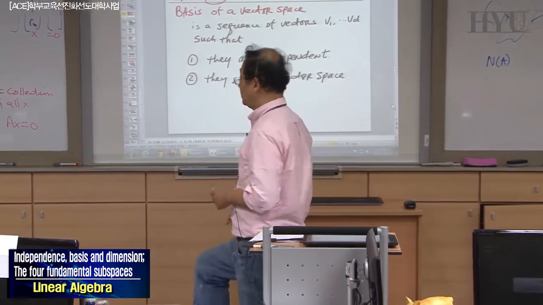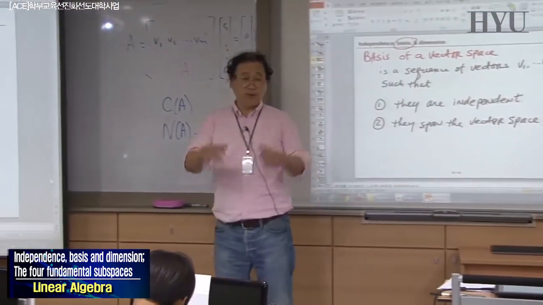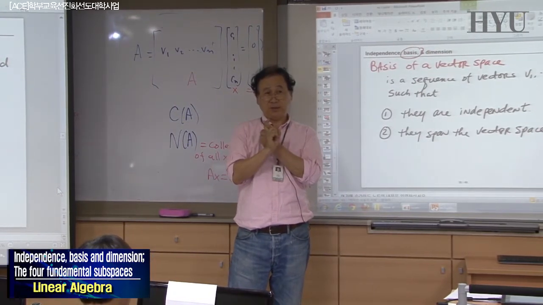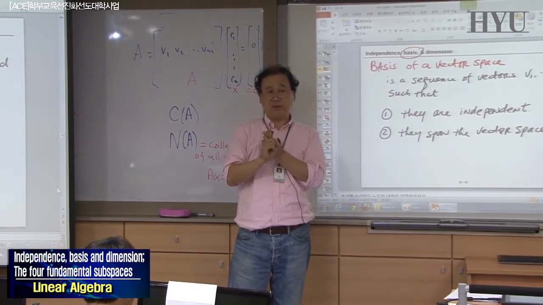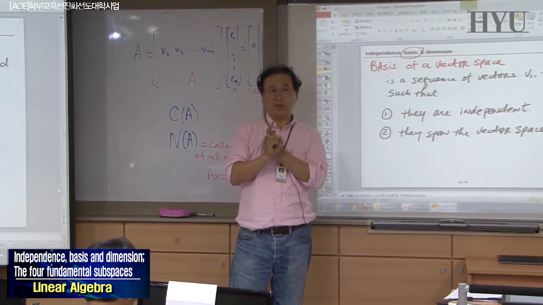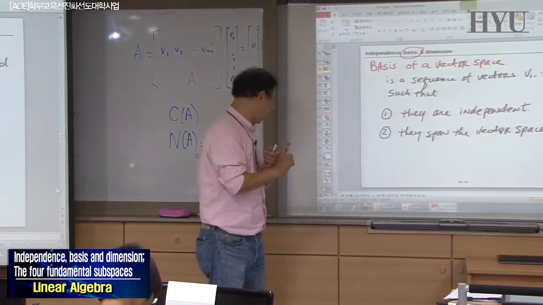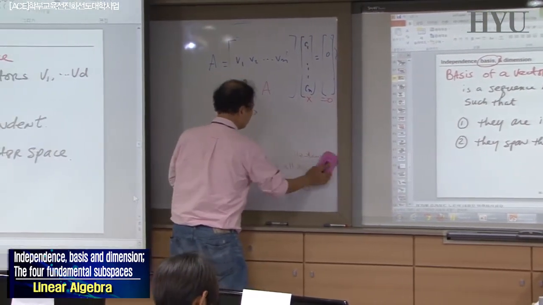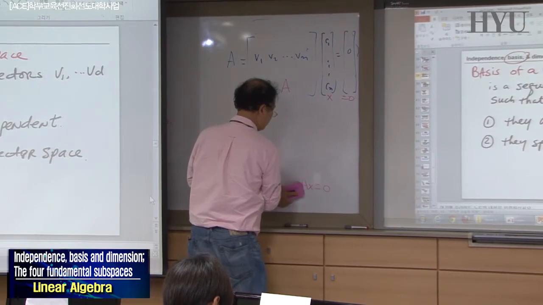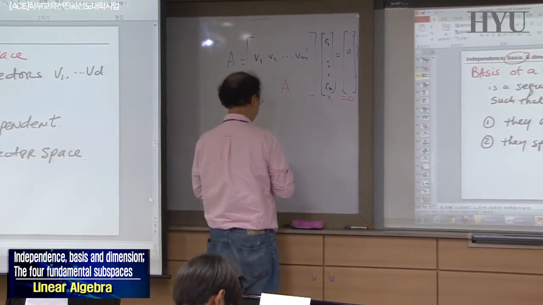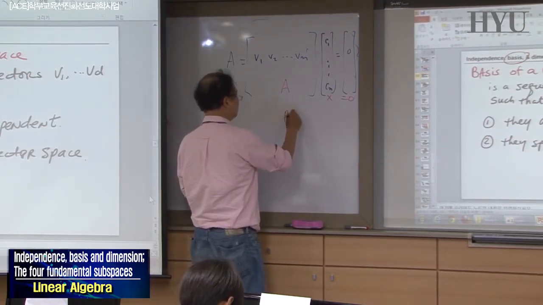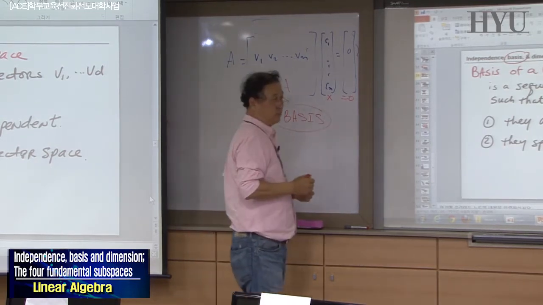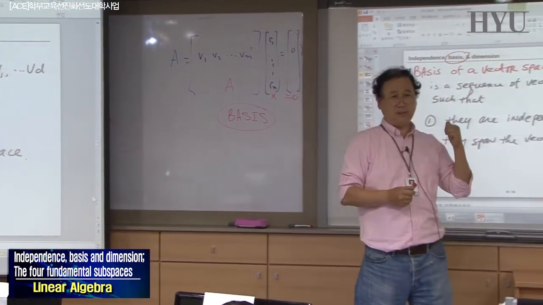Okay, so now we understand what independence is, right? What's the independence of vectors? Also, we understand the independence of column vectors, what it means. Okay, now I'll discuss the basis. Have you heard this term, basis?